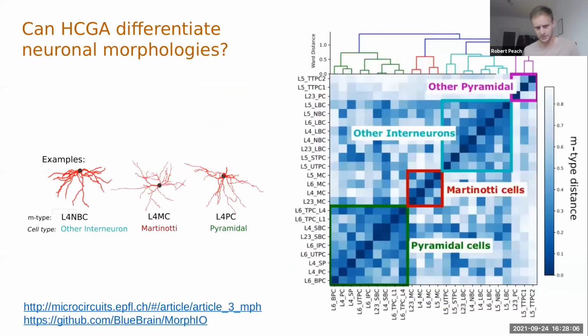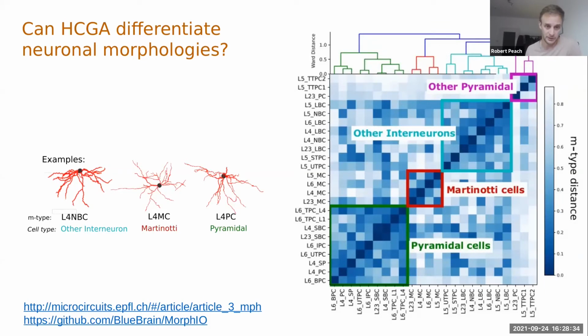This is a little bit more neuroscience focused. Can we differentiate between neuronal morphologies? This was a data set that Alexis got from the Blue Brain project, I believe. And in this case, we were trying to differentiate between different cell types. Or in this case, I think it was different M types, sorry.